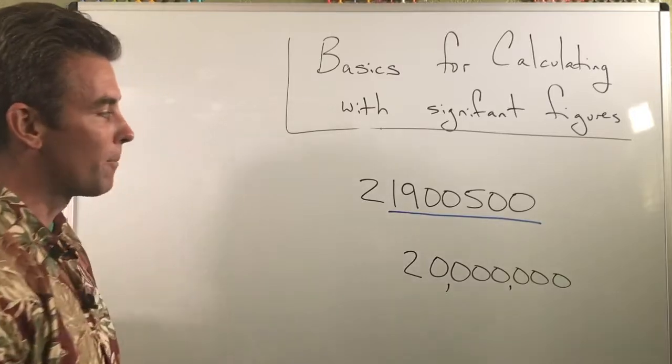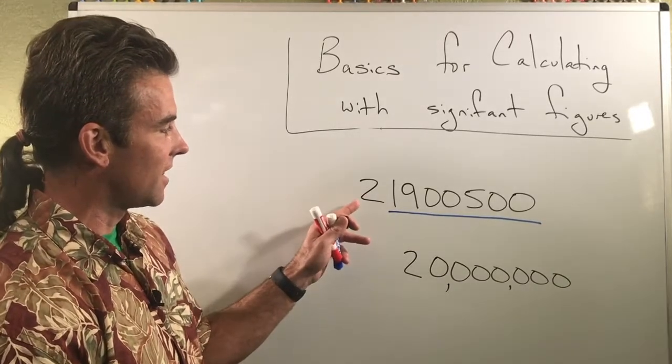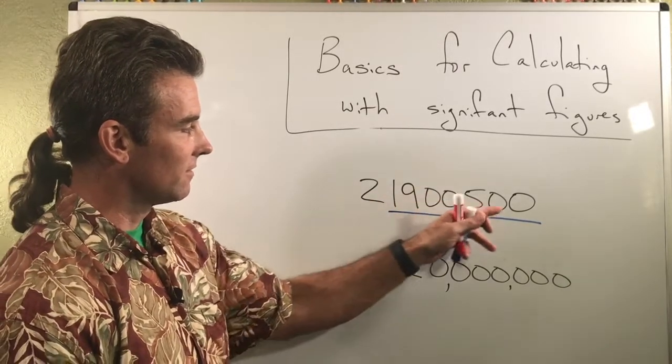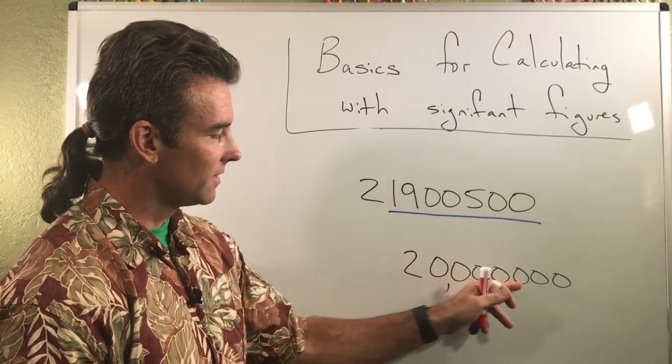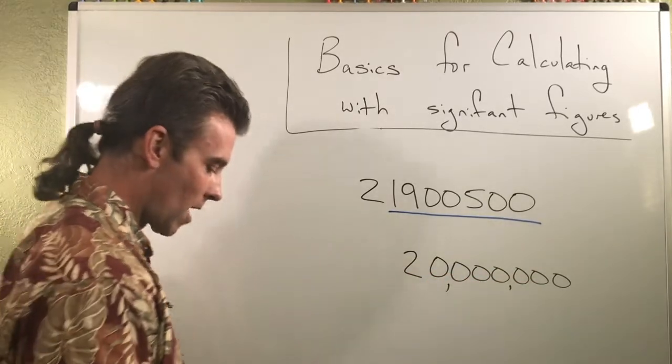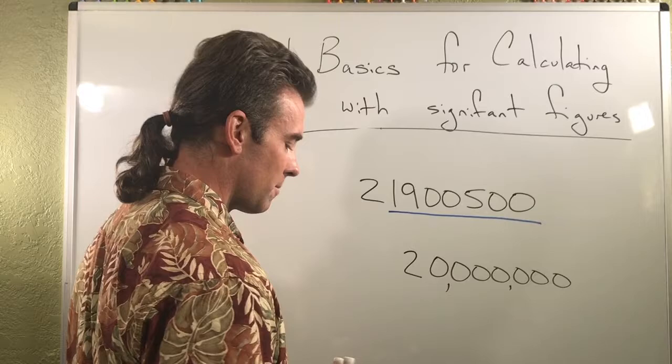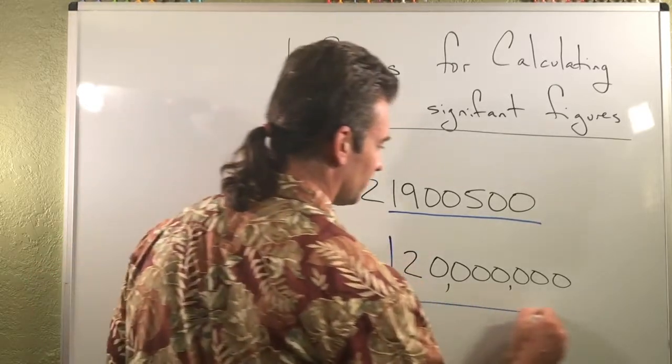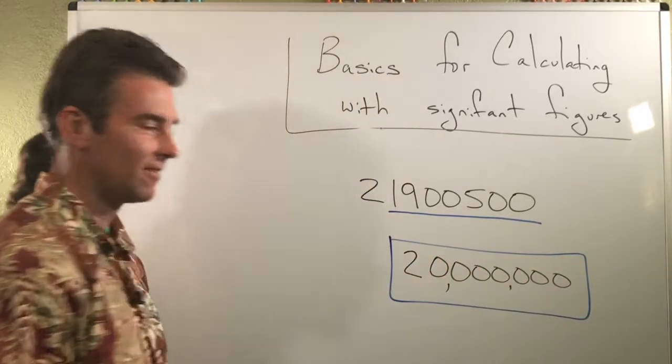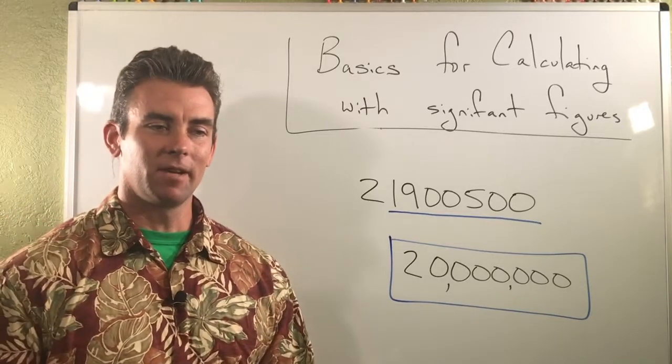So the properly reported value, make sure I got that. 1, 2, 3, 4, 5, 6, 7, 8. Yep. So the properly reported number, based on our measurement tools right now, is that, right? That has one significant figure.